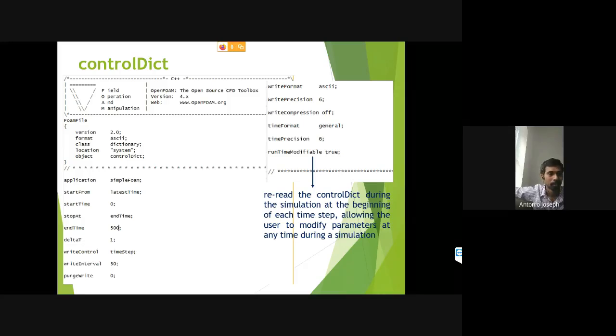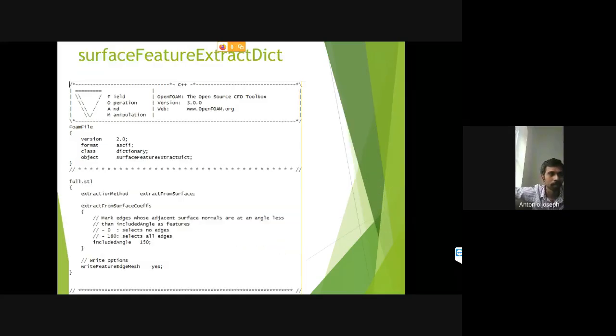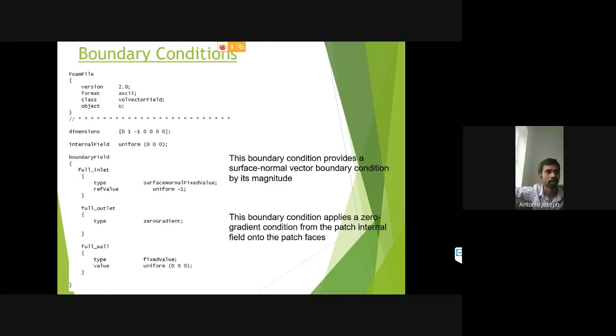Yeah. Now we can move to the next slide. So we have discussed the surface feature extract and all. Then comes the boundary conditions. So we have three patches now: that is inlet, outlet, and wall. Then in the inlet condition, we are giving a surface normal fixed value. That means the fluid is entering perpendicular to that plane.